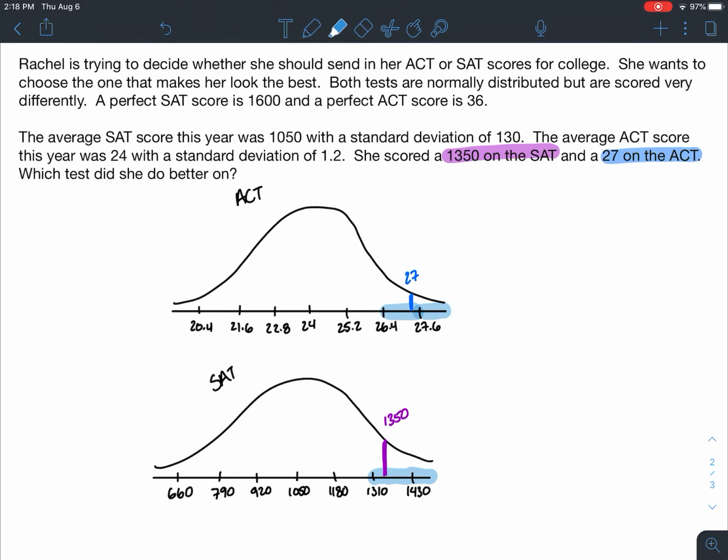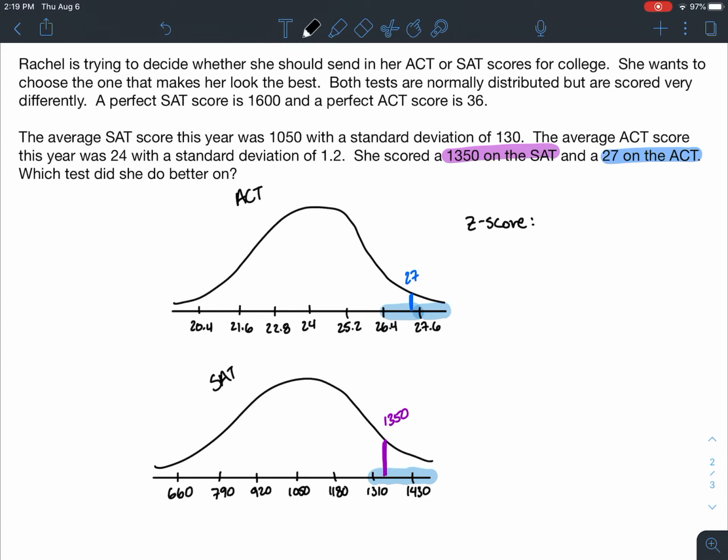So does that mean they're both equally great? Well, as you can see, that 27 looks to be a little bit further than the purple, but these are just estimations. So do we really know that the ACT is better than the SAT? Well, we think it is, so let's try and prove that. The way we're going to do that is find the z-score for both and compare them.